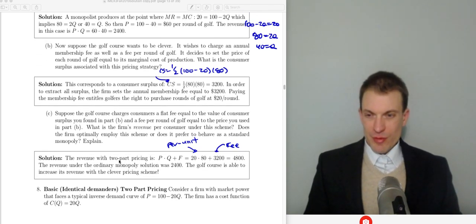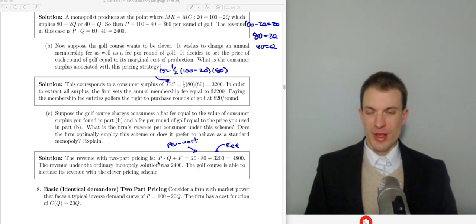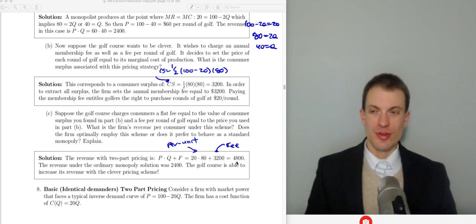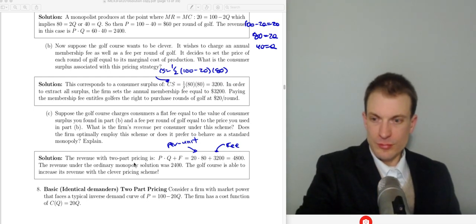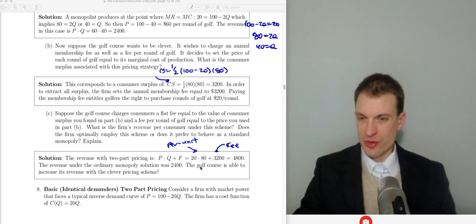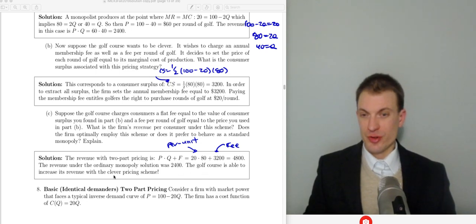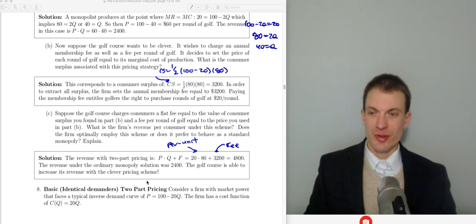Okay, so the revenue from two-part pricing is going to be price times quantity plus the fixed component. Price, 20, times quantity, 80, plus 3,200, well, it's 4,800. Now this is revenue, this isn't cost. So the revenue here was 4,800. The revenue under the ordinary monopoly solution was 2,400. So the golf course is able to increase revenue with this clever pricing scheme.